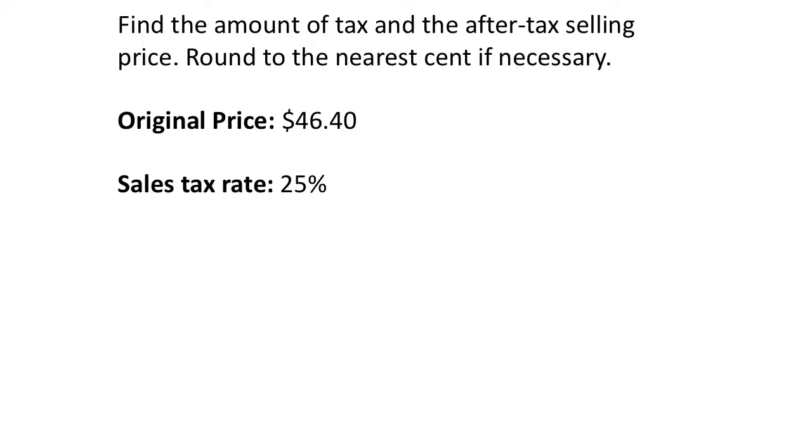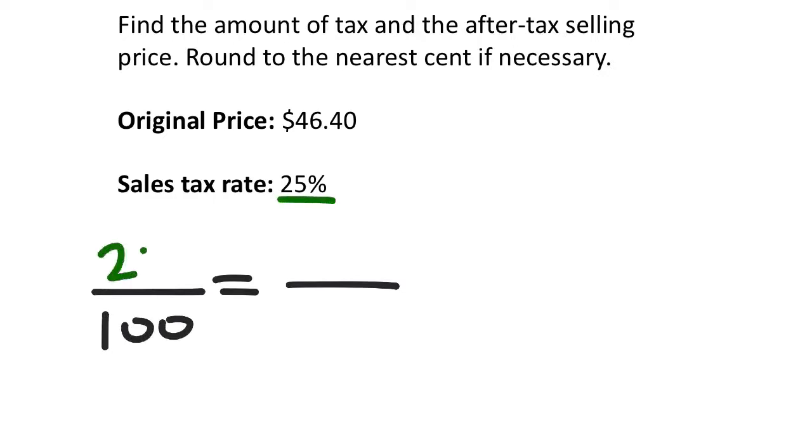And again, I'm using that first method where I'm going to find the amount of the tax in dollars first. So I know my percent at 25. And I know my whole amount, or the original price, at $46.40. And I want the part in this case. Now again, the x right here is the 25%. So it's going to tell me how much the tax would be on this $46.40.